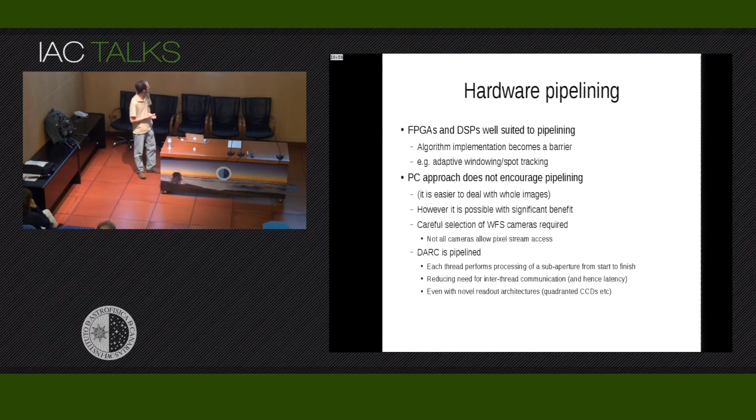And even with novel readout architectures, so if you've got CCDs with many readout ports where the pixels arrive in strange orders, we have the flexibility to process in this way.